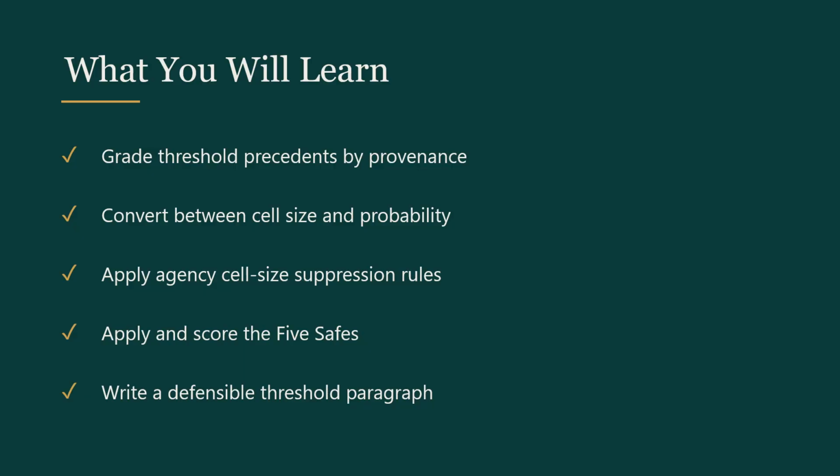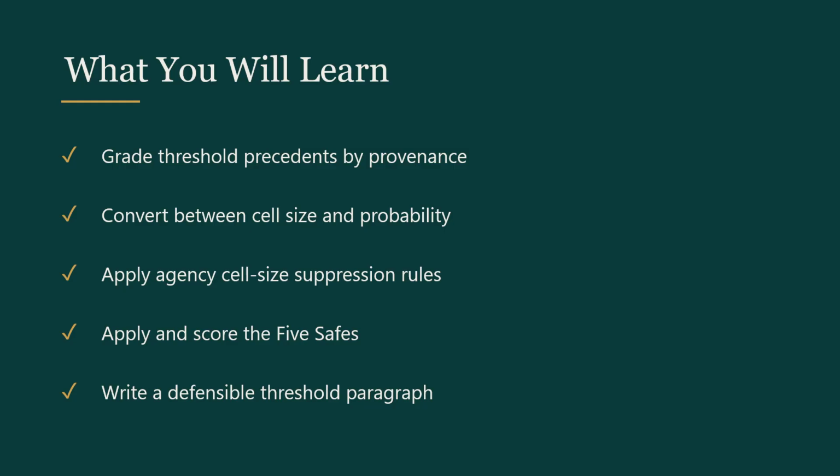5 objectives today. First, you will be able to grade a threshold by its provenance, sorting every number you hear into traced and strong, traced and moderate, or commonly repeated and untraced. And you will apply that grading honestly, including to numbers this course uses. Second, you will be able to convert freely between a minimum cell size and a maximum risk probability in both directions, and you will know why a strict 9% ceiling does not actually mean a cell size of 11.